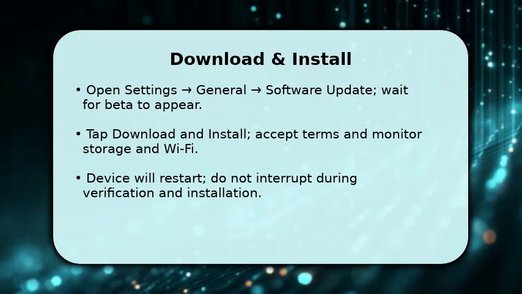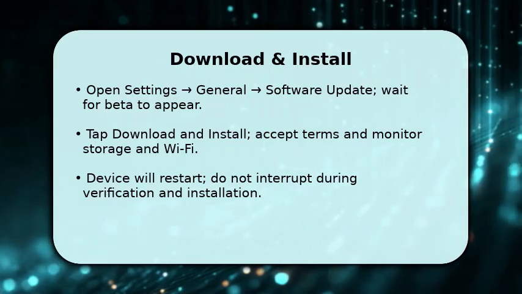Next, enroll in the Apple Beta software program and install the configuration profile. This tells your device to receive beta updates. You're doing these steps now, so the update process proceeds without interruptions, and you can recover quickly if something goes wrong. You navigate to Settings, General, Software Update, and wait for the beta to appear.